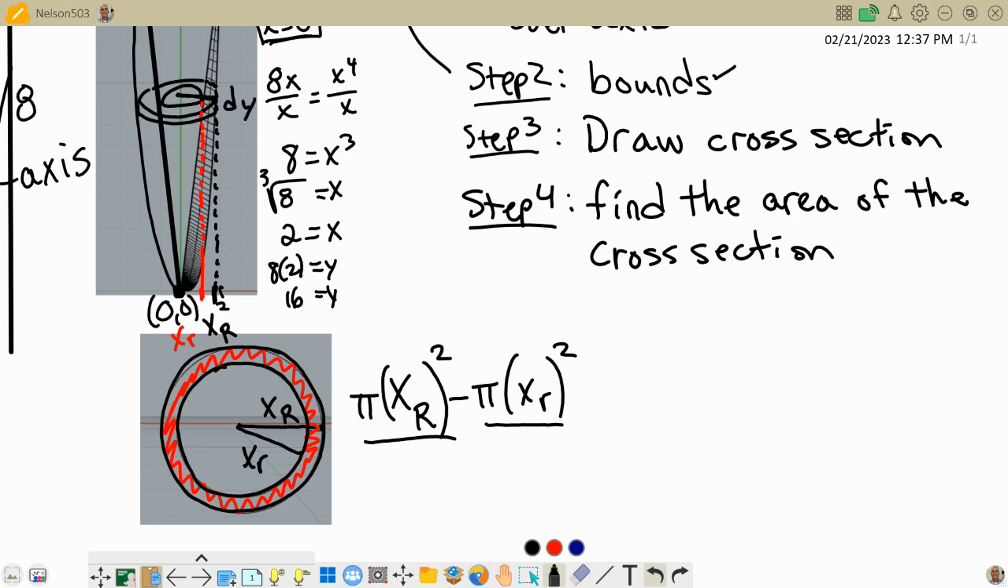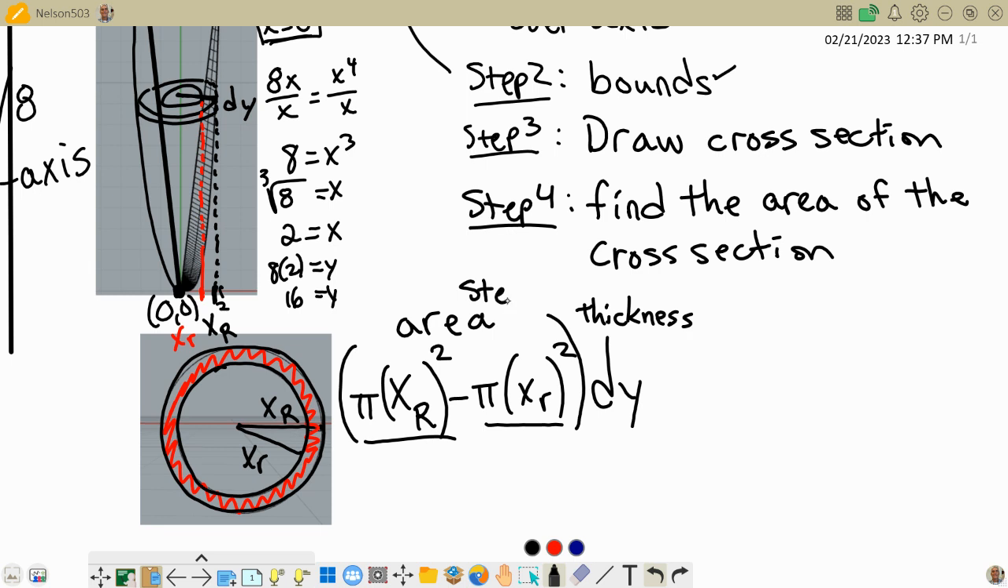So right down here in my equation, I'm going to put dy down there because this part is the area. Okay, this is the area of the cross section. And this part is the thickness of the cross section. So now what I'm doing is step 5. So this right here is my step 5, which is set up the definite integral. So I've got my area times my thickness. Now I just need an integral sign. And then I need some limits on it.